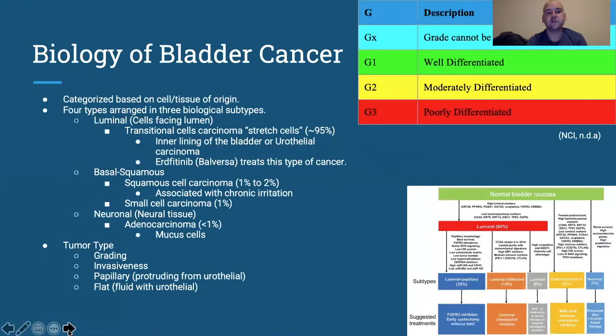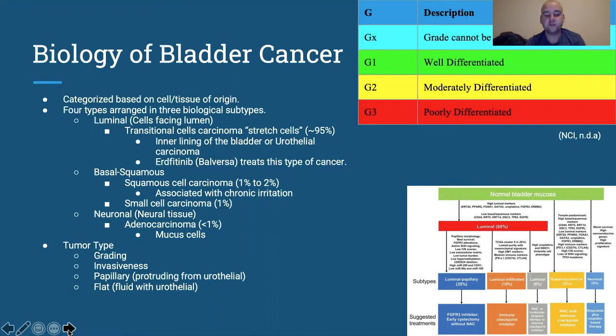Basic cancer research. Four types of bladder cancer based on cell or tissue origin are recognized. Bladder cancer most frequently occurs in transitional cells that make up the tissue layer lining the bladder and stretch when the bladder is filled with urine. This is called transitional cell carcinoma or urothelial carcinoma and comprises 95% of bladder cancer diagnoses. Roberson is one of the many drugs used to treat this type of bladder cancer.